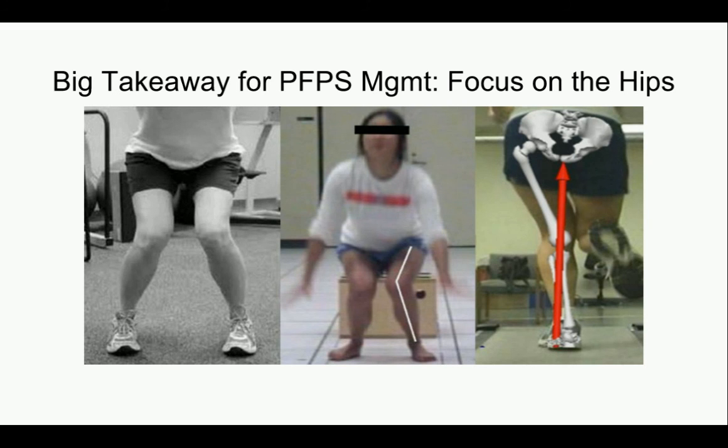So basically from the literature, the big takeaway for managing this condition is to definitely look at the hips, focus on strengthening there in addition to what you're doing at the knee and the ankle, the core, and elsewhere.